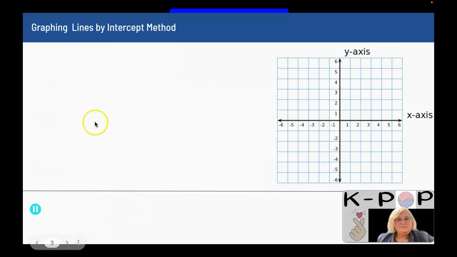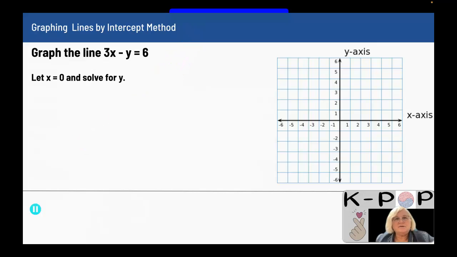My first example is 3x minus y equals 6. I let x equal 0 and I solve for y. So I'm going to put 0 in for x. That's going to give me 0. 3 times 0 is 0. And then I have minus y equals 6. The 0 doesn't matter. I want to solve for y, so I'm going to change the signs on both, which is multiplying through by a -1, and I get y equals -6. So I have the point 0, -6.